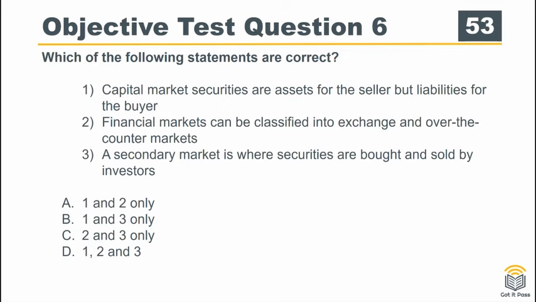Which of the following statements are correct? The third statement is that capital market securities are assets for the seller but liabilities for the buyer. Is it true? It's not true, because during the transaction, the seller will receive cash from the buyer, and the buyer of the capital market securities will enjoy the economic benefits from it. So it's not that one is the liability or asset of the other.